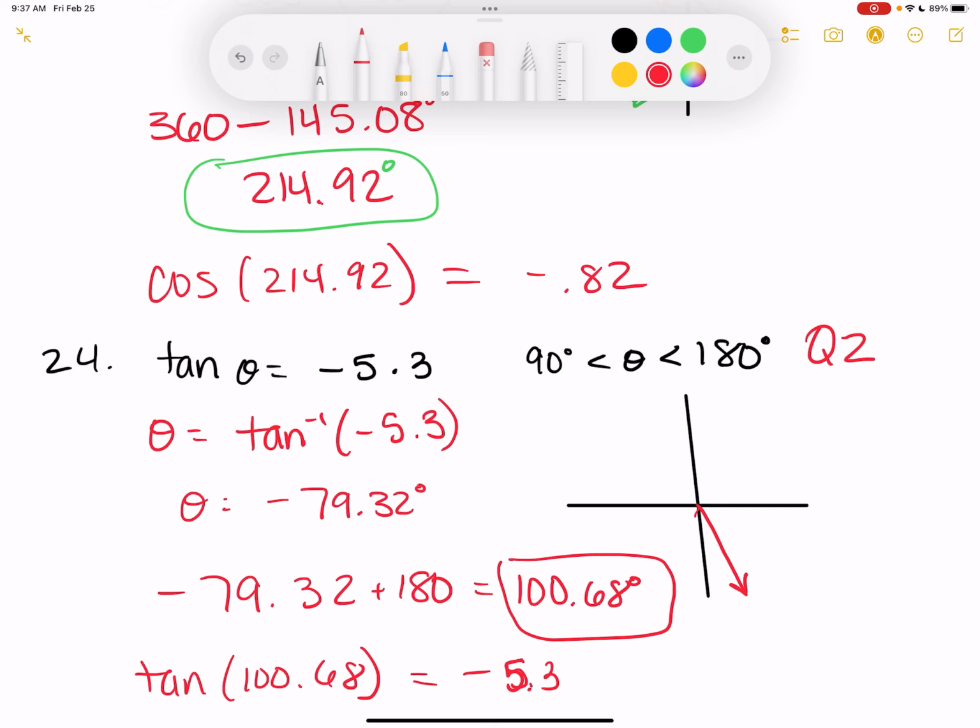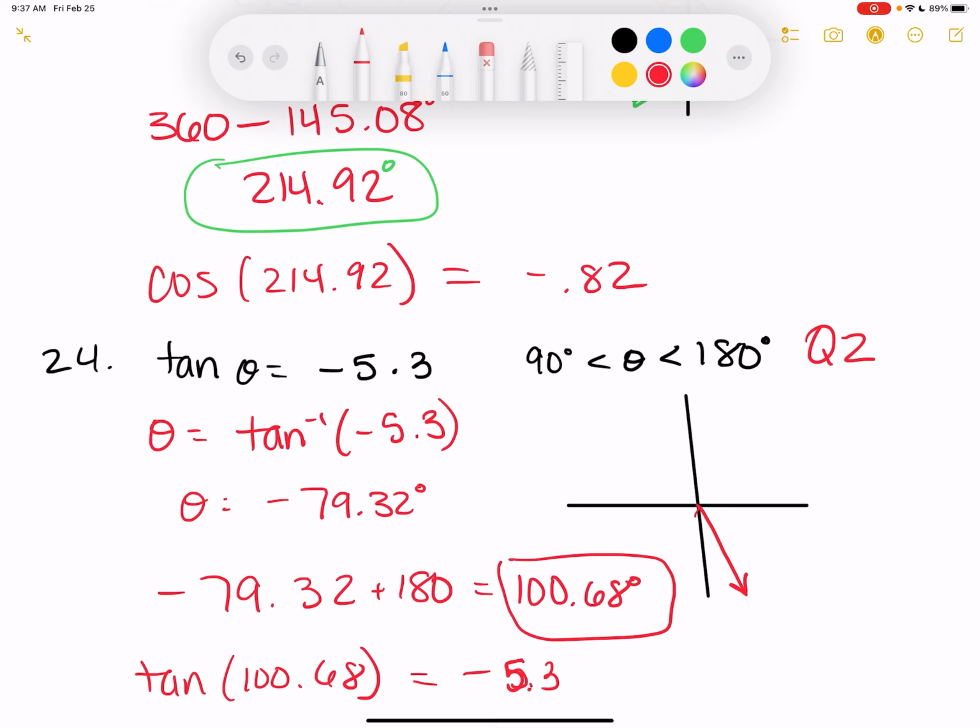I just said it was 180 to get you into quadrant 2. If 360 would just get you right back where you were. So 180 would put you in quadrant 2 because it's half of the full circle.